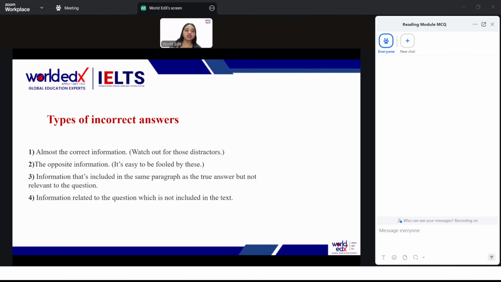So if you look closely, you will be able to point that out as well. The next is information that is included in the same paragraph as the true answer, but is not relevant. It is not relevant to the question again. So now, some information that is very closely linked to the correct answer, but if you really dive deeper, you would be able to tell the differences apart. So again, that is also a kind of incorrect answer, and you should be able to point it out.